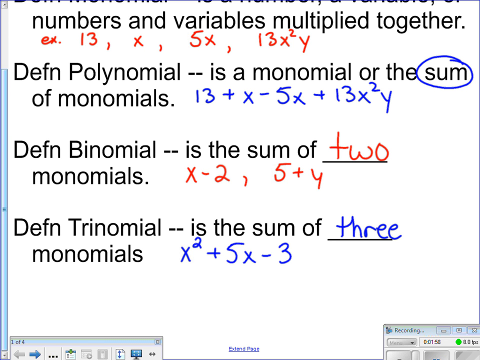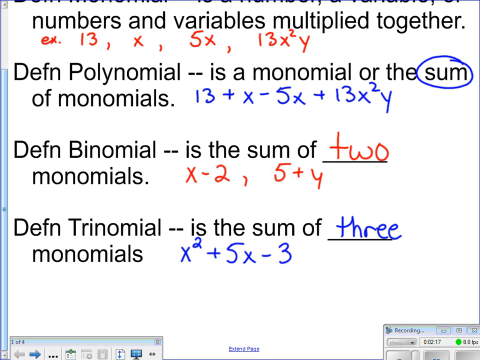And those are the terms. A monomial is a single one. Binomial means there's two of them added or subtracted. And a trinomial means there's three terms added or subtracted together. And a polynomial is a name for the entire group.